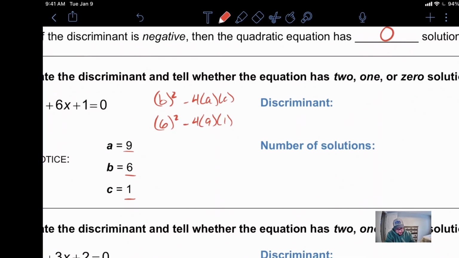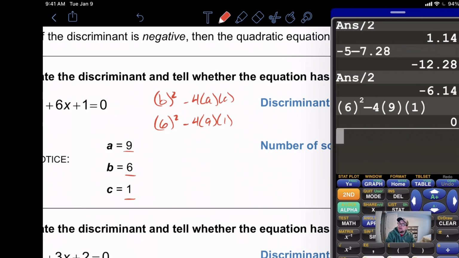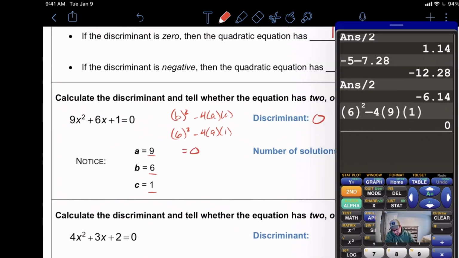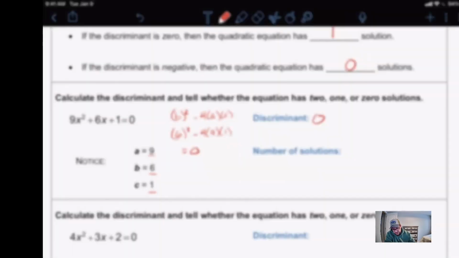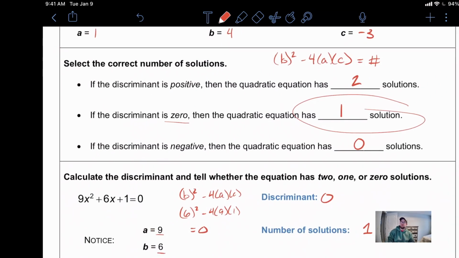Now, all we need to do is come over to our calculator and type that in. You want to be very careful when you type this in to use parentheses basically everywhere. Otherwise, you might get a slightly wrong answer. We find here that our discriminant ends up being equal to 0. So if our discriminant is equal to 0, then we need to go back up to our list here. If the discriminant is 0, then the quadratic equation has 1 solution. So this will have 1 solution for us.